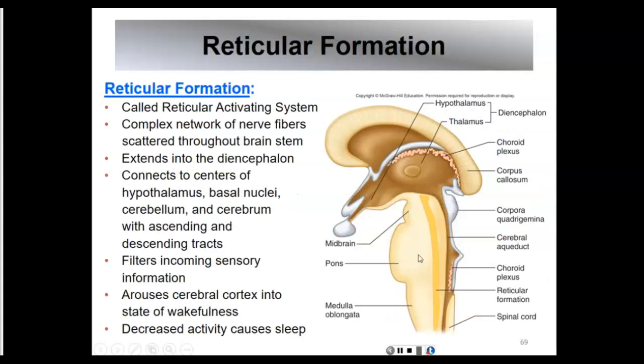Now here again is our brainstem, and this yellow line behind it is called the reticular formation. It's also called the reticular activation system. The key to remembering what this does is think wakefulness. Its main job is arousing the cerebral cortex into a state of wakefulness. So staying awake, your reticular formation is doing that. It's helping you stay awake. Decreased activity in that area will cause sleep.